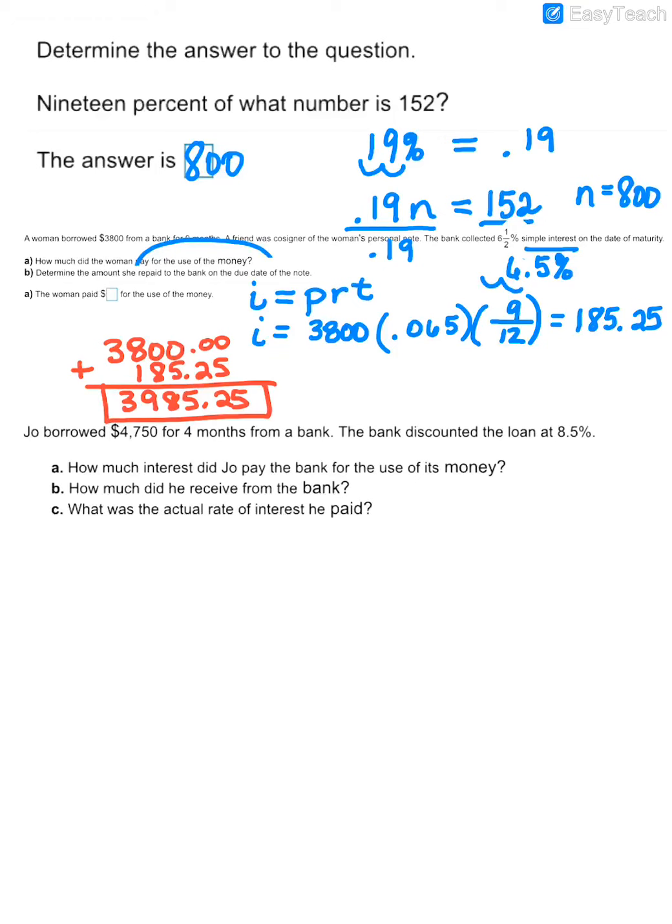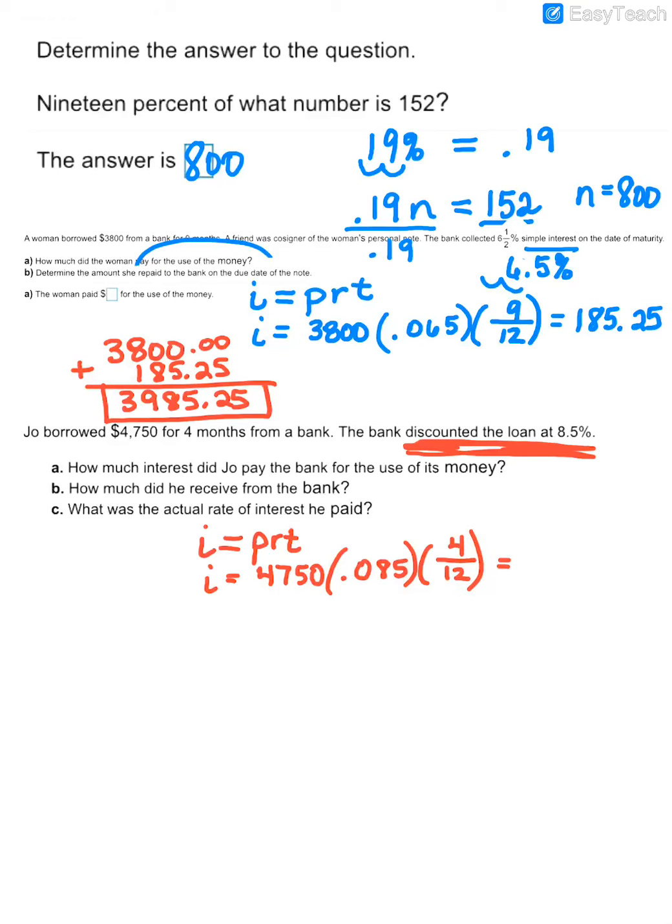Okay, this next one, we have someone who borrowed $4,750 for 4 months from a bank, and this particular bank discounted the loan at 8.5%. What that means is they go ahead and take their interest up front. So we're going to first figure out how much interest she's having to pay to use that money. So again, this is a simple interest formula. So she borrowed $4,750. If her rate is 8.5% and we drop the percent and move the decimal, that becomes 0.085. And then she borrowed it for 4 months out of 12 months in a year.